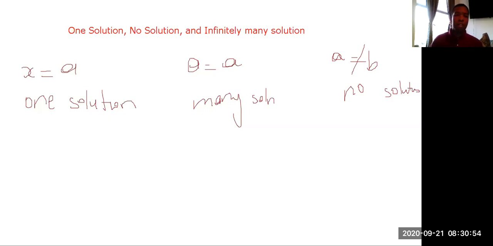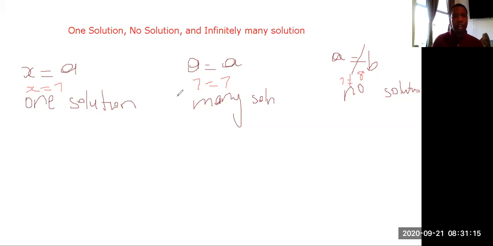For example, if I have x equals 7, this one right here, if I have 7 equals 7, and this one right here, 7 equals 8. And we know this is not true because 7 does not equal 8.